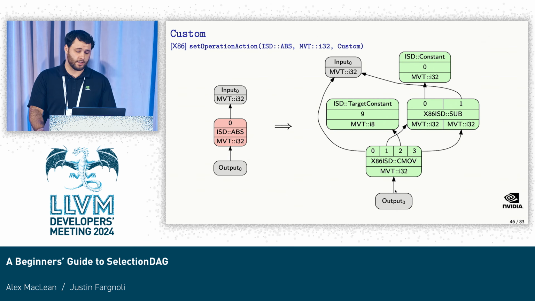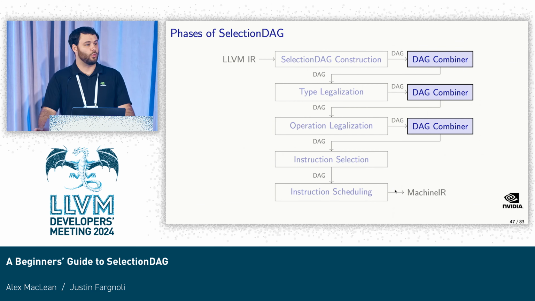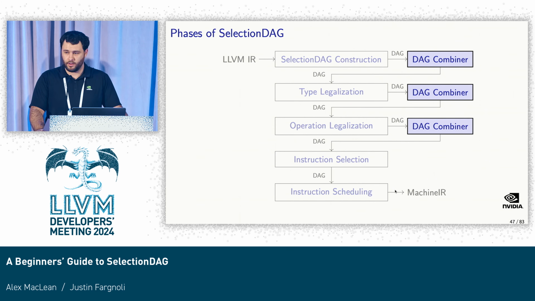Our next example is from x86. x86 chooses to implement a custom lowering for absolute value. They lower it to the x86 specific subtract and conditional move instruction. Subtract returns a flag that indicates whether the input was positive or negative, and we can use that in our conditional move operation to determine whether to return our original input or the result of the subtract. Okay, with that, we've legalized the types and operations in our DAG, and we're now ready to perform instruction selection.